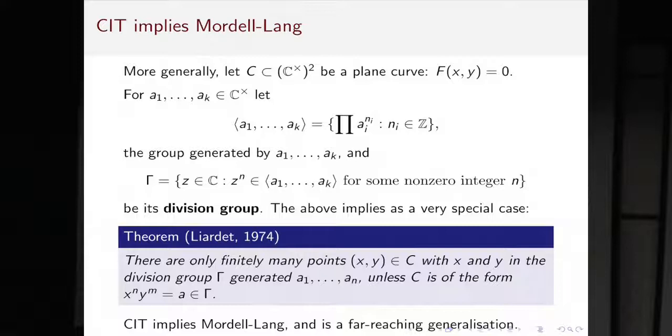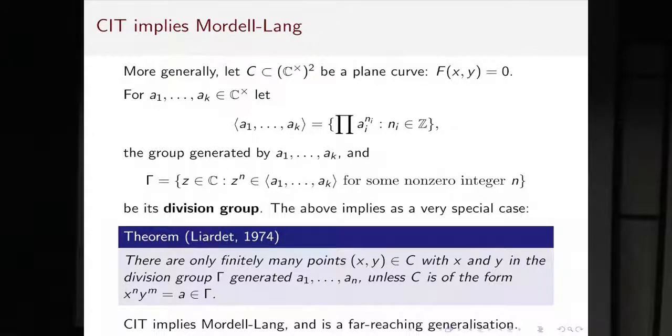And more generally, this means that this conjecture implies the Mordell-Lang theorem in this setting. So that's a theorem that if you take a curve, let's say a plane curve for simplicity, and you take any fixed numbers a_1 up to a_k, and you look for points on the curve which are in the division group generated by the a's, which I've defined up there, then you only get finitely many points for curves. That's a theorem of Liardet from 1974, but it's somehow part of the Mordell-Lang series of problems, conjectures and theorems.